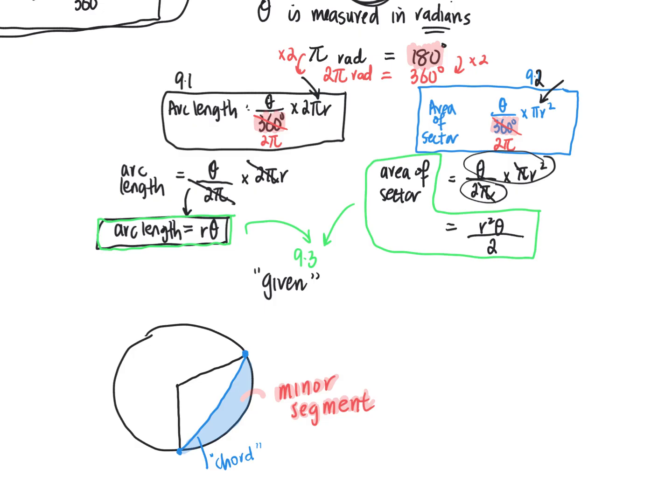Yes, chord is a straight line that joins 2 points on the circle. So diameter is also a chord, the longest chord in your circle. Okay, then this big part is your major segment. The big one, the big segment.